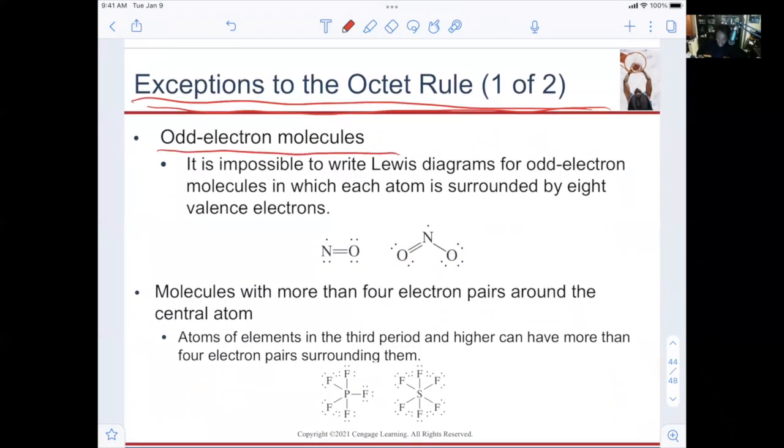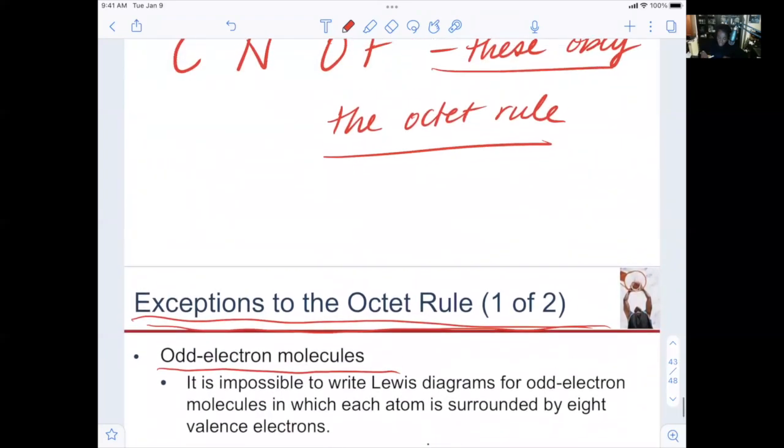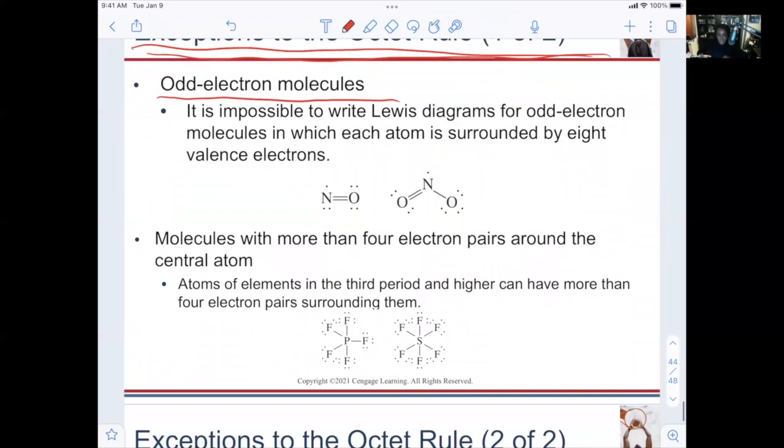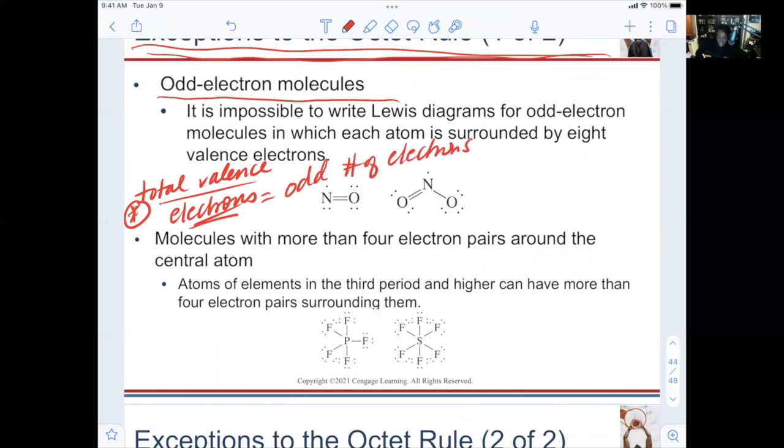Example, odd electron molecules. When we start working on the valence electrons and the Lewis structure rules, you try to find the total valence electrons, which we'll talk about in the next chapter. If you end up with an odd number of electrons, this means whatever molecule you're building will never, ever obey the octet rule, because the minimum requirement for obeying the octet rule is that you have to be working with a total of an even number of electrons.